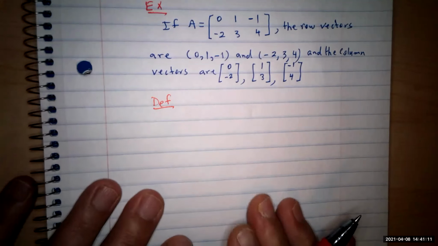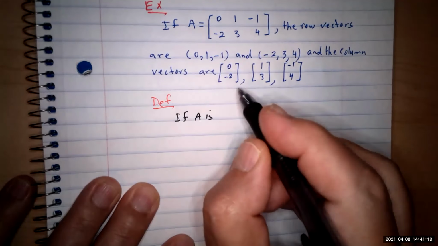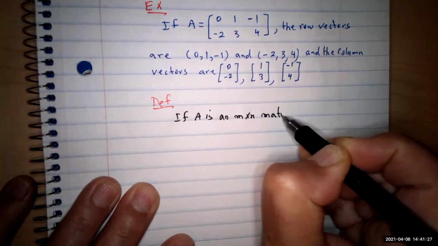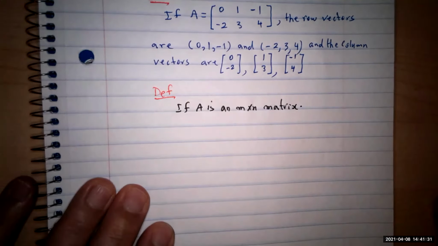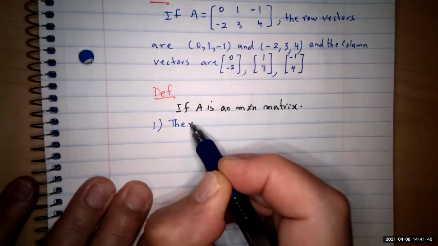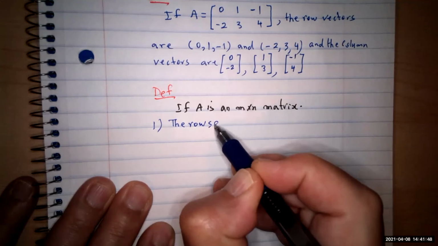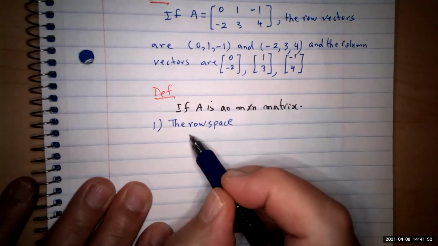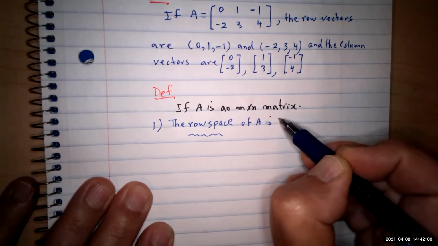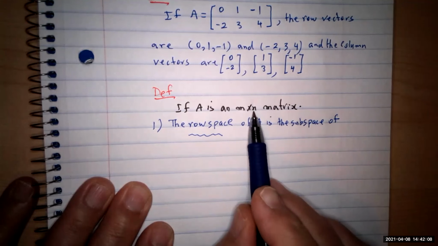The official form is: if A is an m by n matrix, I introduce the row vectors, and now the row space. The row space is the space spanned by those row vectors. So the row space of A is simply a subspace of Rn. It depends on how many columns you have.